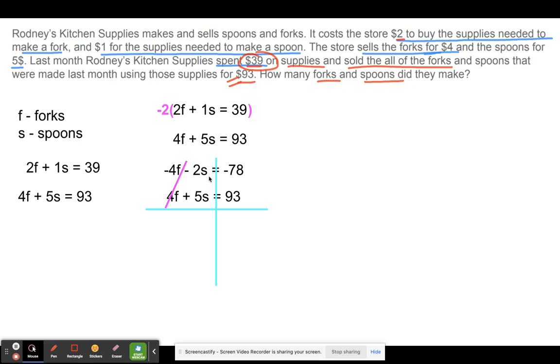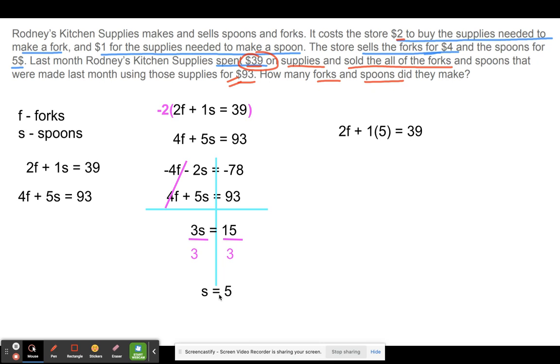So -2S plus 5S, that's going to be 3S. And this right side will be 15. Okay, divide both sides by 3. Then we get S equals 5. So the amount of spoons that were made and sold was 5.